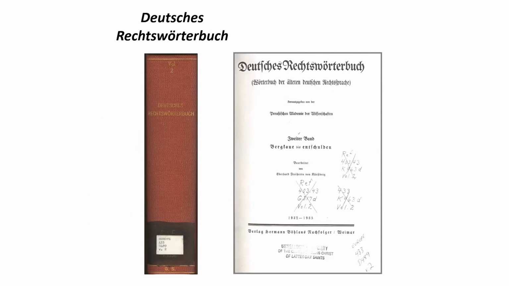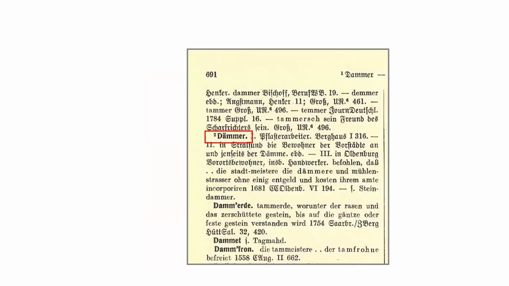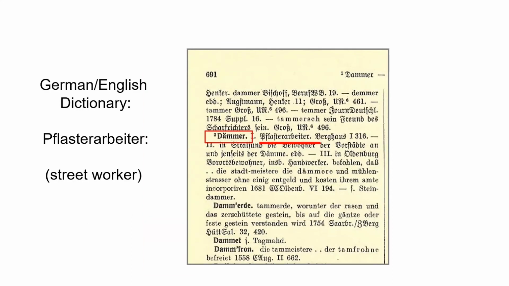It is not a German English dictionary, so you may need to use a German English dictionary to use it. If you were searching an old church record and an entry identified the ancestor's occupation as a damer, this dictionary indicates that a damer was a Pflasterarbeiter, which, in checking a German English dictionary, was a street worker.